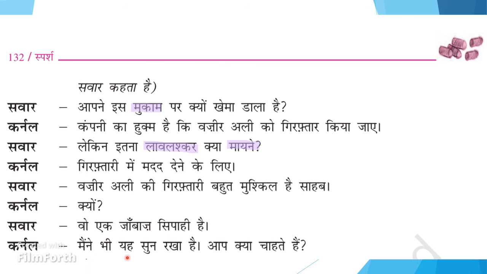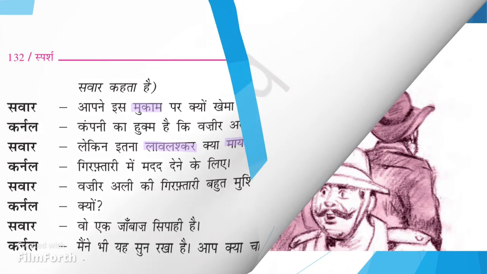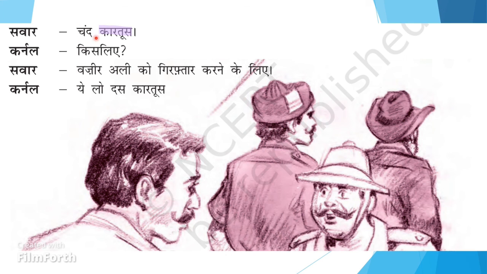कर्नल, मैंने भी यह सुन रखा है. आप क्या चाहते हैं? Even I have heard that Wazir Ali is a very brave soldier. But what do you want? Savar, Chand Kartus. I want some few bullets. Kartus means bullets and Chand means few. Colonel, किस लिए? Why do you want these bullets? Savar, Wazir Ali को गिरफ्तार करने के लिए. I want to arrest Wazir Ali. Colonel, ये लो 10 Kartus. Take 10 bullets.